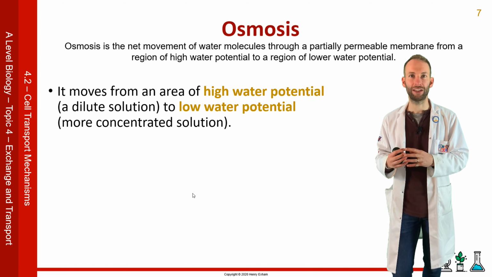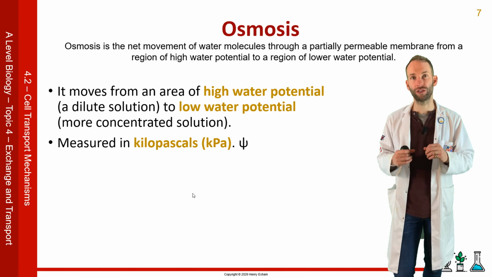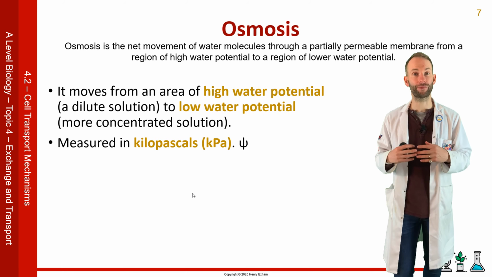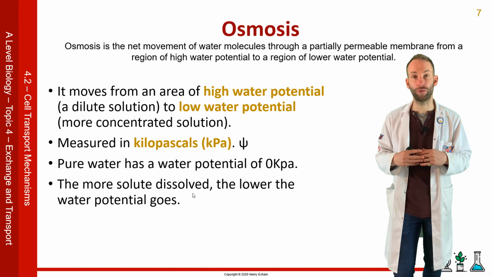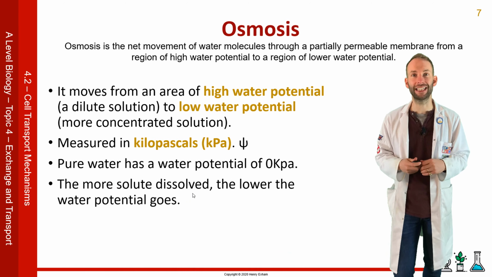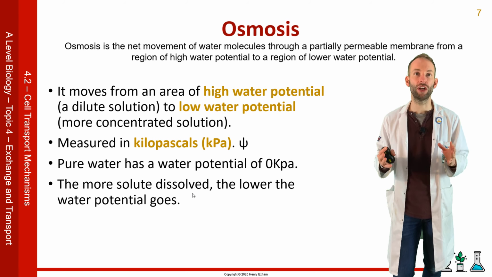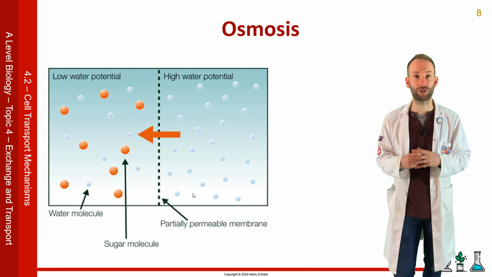We measure water potential in kilopascals, kPa, and it has the following symbol. Now pure water, the highest water potential possible, actually has a water potential of 0. And then the more stuff you dissolve in it, the lower the water potential becomes. So you go into negative numbers the more you dissolve into that solution. Here we've got a membrane, we've got a solution either side, we've got a high water potential on the right and a low water potential on the left.